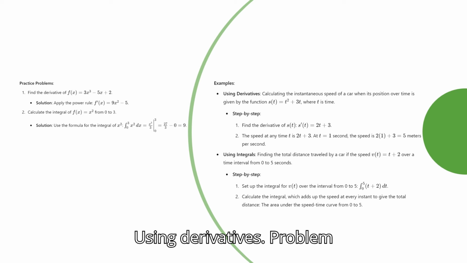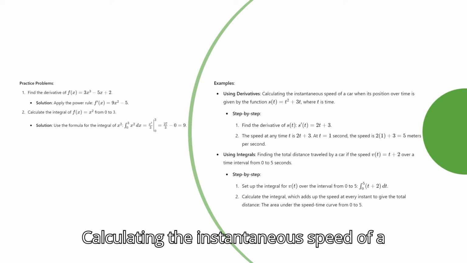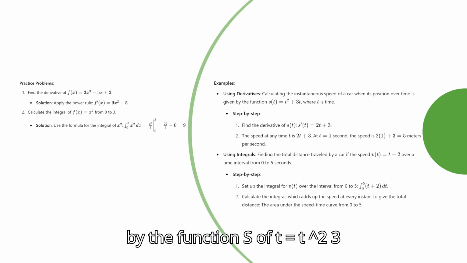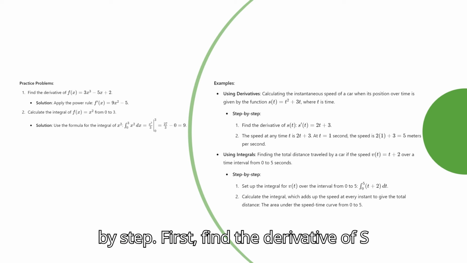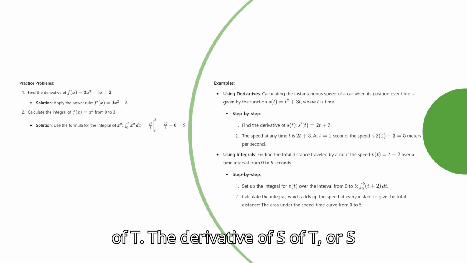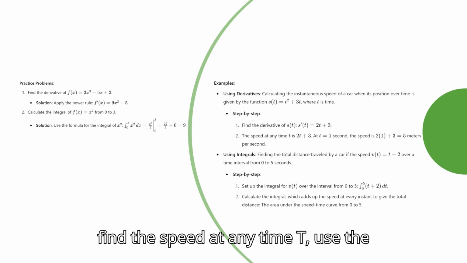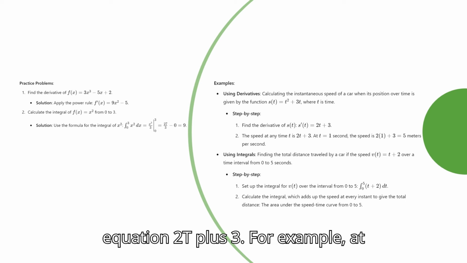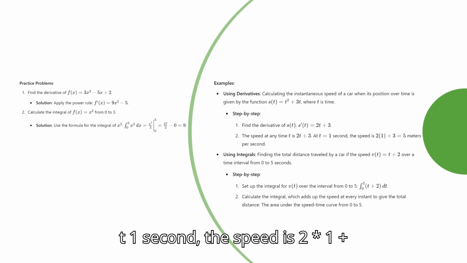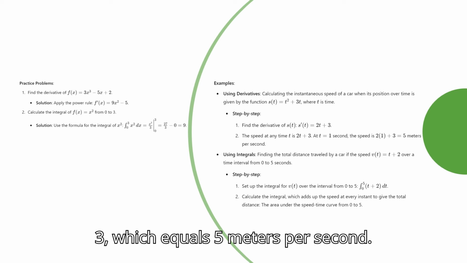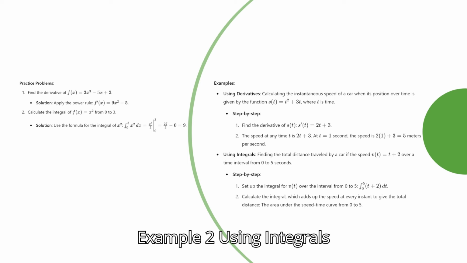Example 1. Using derivatives. Problem. Calculating the instantaneous speed of a car when its position over time is given by the function s of t equals t squared plus 3t, where t is time. Step by step. First, find the derivative of s of t. The derivative of s of t, or s prime of t, equals 2t plus 3. To find the speed at any time t, use the equation 2t plus 3. For example, at t equals 1 second, the speed is 2 times 1 plus 3, which equals 5 meters per second.